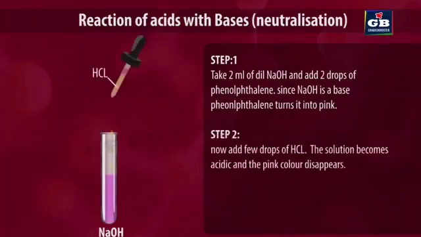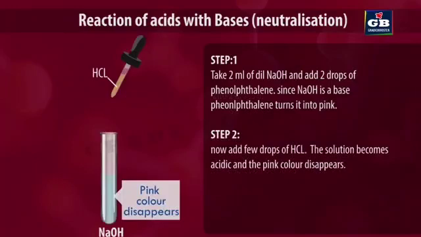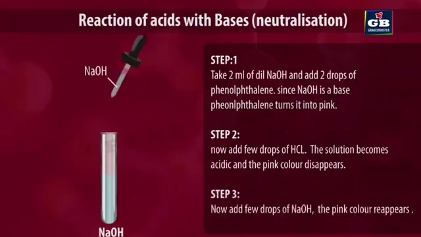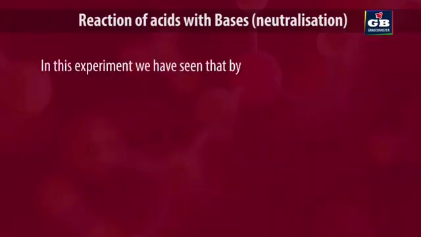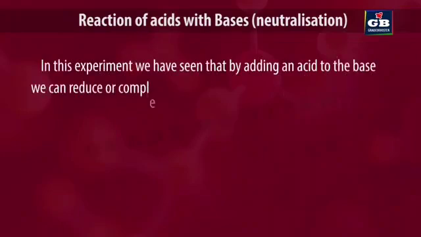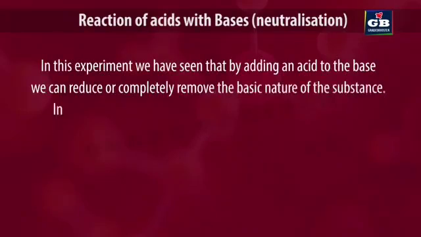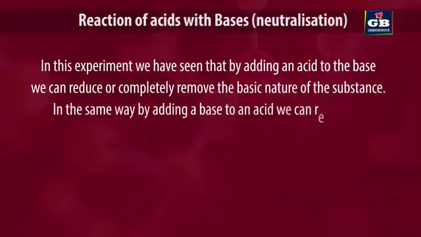Now add a few drops of HCl. The solution becomes acidic and the pink color disappears. Now add a few drops of sodium hydroxide, and the pink color reappears. So in this experiment, we have seen that by adding an acid to the base, we can reduce or completely remove the basic nature of the substance.